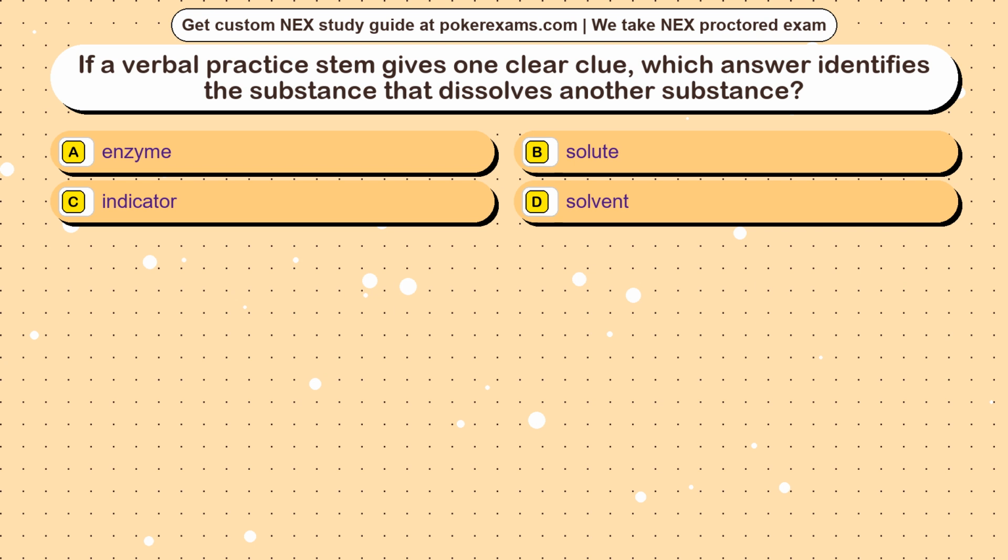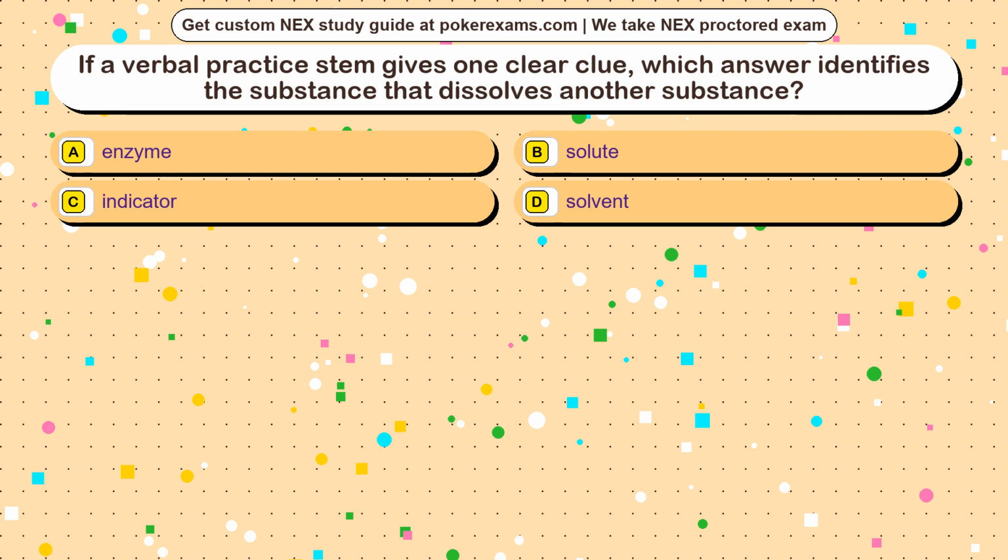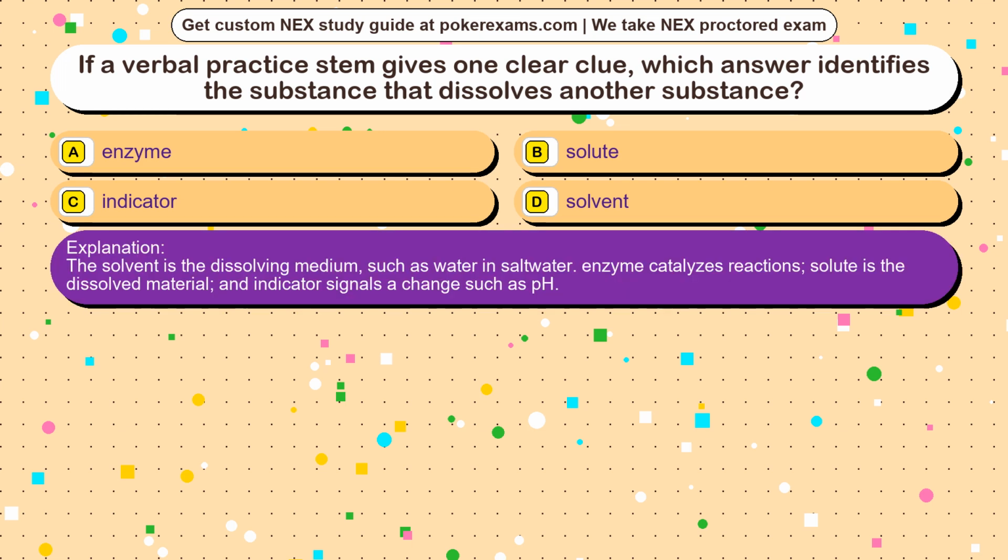Question 4. If a verbal practice stem gives one clear clue, which answer identifies the substance that dissolves another substance? Option A, enzyme. Option B, solute. Option C, indicator. Option D, solvent. The correct answer is option D. The solvent is the dissolving medium, such as water in salt water. Enzyme catalyzes reactions, solute is the dissolved material, and indicator signals a change such as pH.